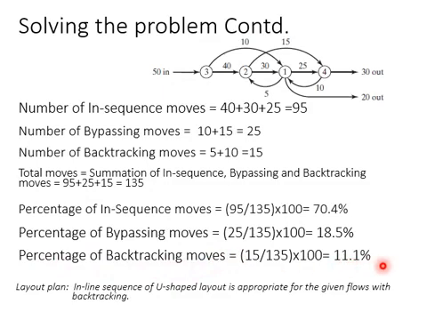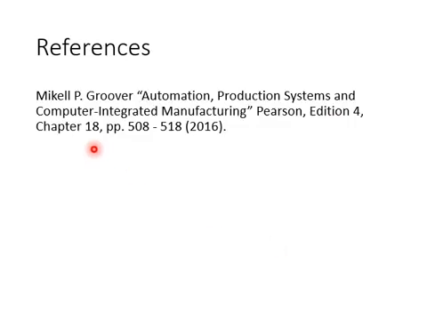And now we can suggest the layout plan. An inline sequence of U-shaped layout is the most appropriate for the given flows with backtracking, because you can say U-shaped layout, inline sequence, and backtracking is allowed. If you want to see the reference, this is the reference.